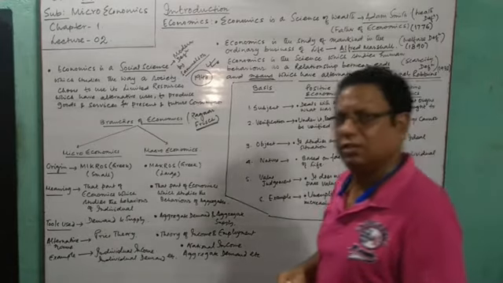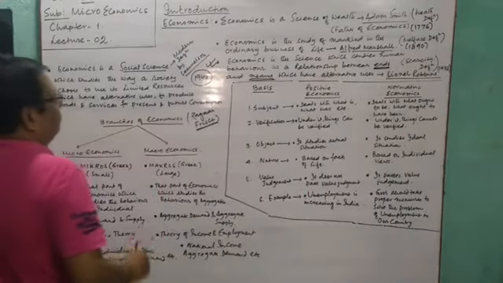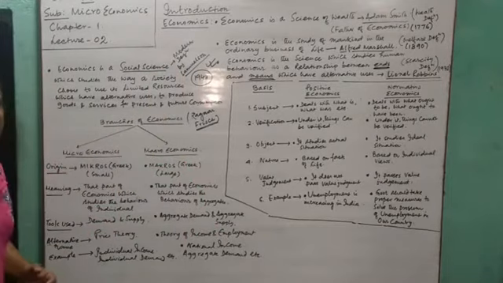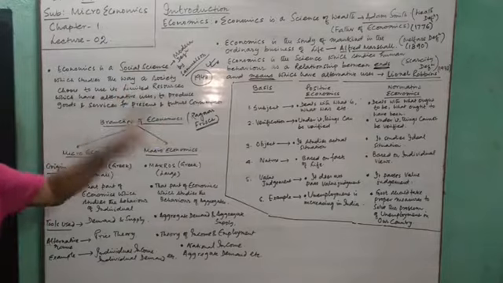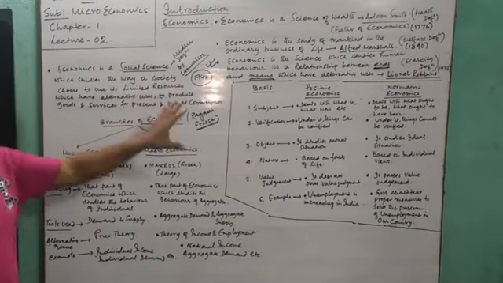The fourth definition is known as the modern definition of economics. It is given by Samuelson. It is also a very good definition. You can write it also.